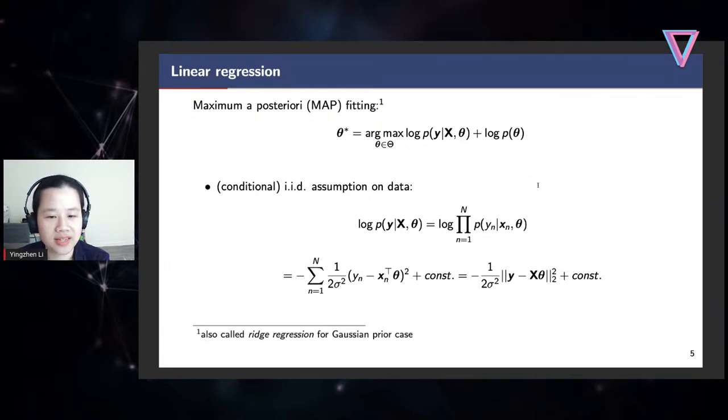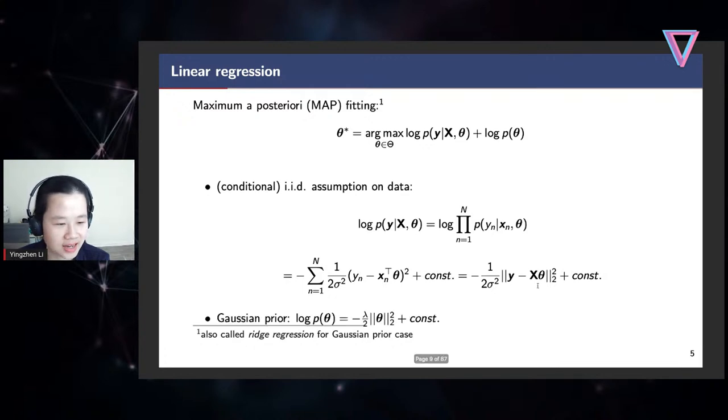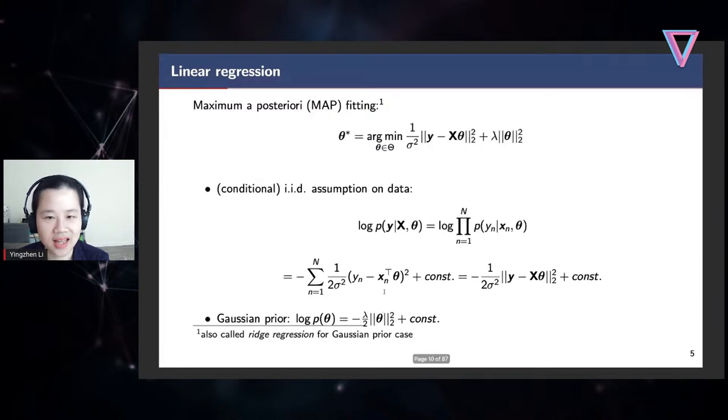And remember in the previous slide that we said this is a linear regression model, and y is the linear regression prediction plus some Gaussian noise. This is reflected by the assumption on p of y given x, so this is just writing down the Gaussian distribution. If you collect all the terms into matrices and vectors, this becomes the L2 error between the observed data y and the prediction from the linear model. Again, for the second term, we assume a Gaussian prior with mean zero and some precision lambda. It tells you that the log prior is essentially the L2 norm of theta scaled by some constant.